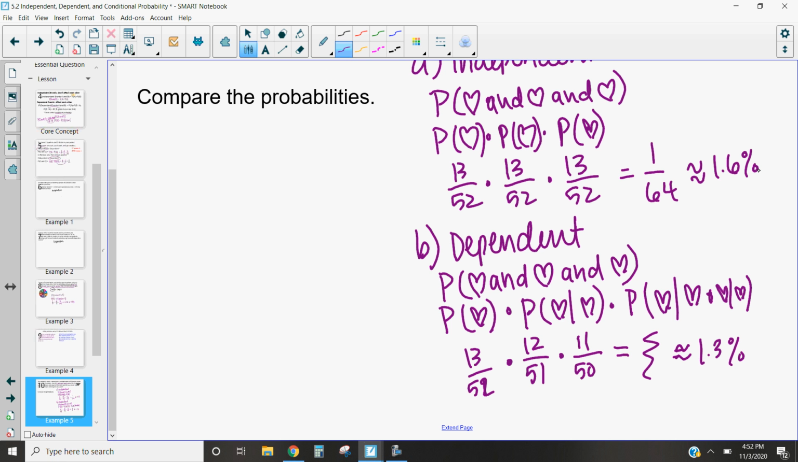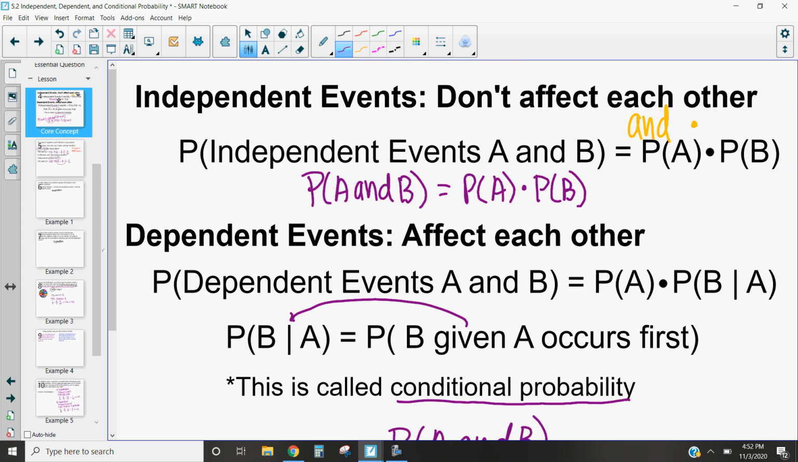So independent events, again, are going to be just the probability of the first event happening times the probability of the second event happening. When they're dependent, then it's the probability of the first event happening times the probability of the second event happening, given that the first one did happen. We have to assume that when they're dependent events.